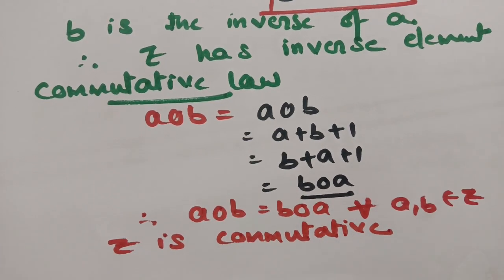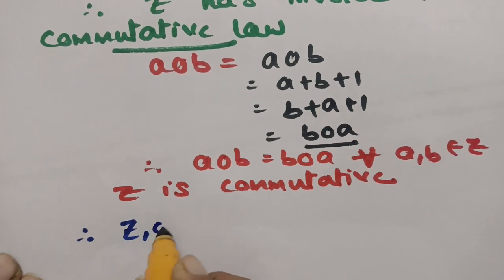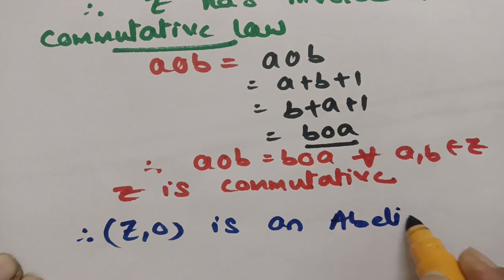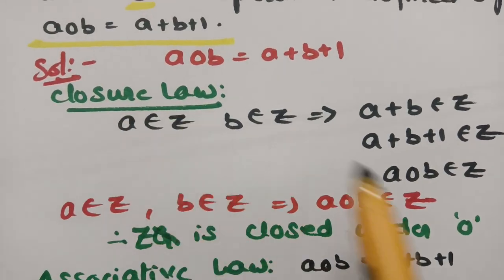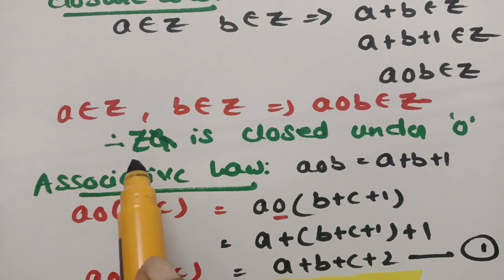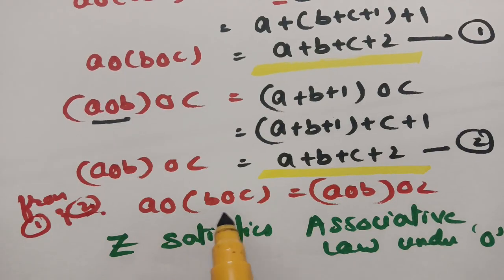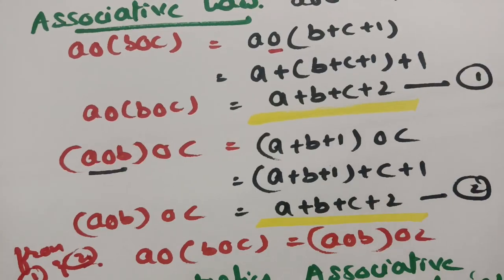After satisfying all the properties, we clearly say that Z comma circle is an abelian group. Let me explain once again. First thing is the closure property. I have shown A belongs to Z, B belongs to Z implies A circle B belongs to Z. Therefore, Z is closed under circle. For the associative law, I have shown that A circle (B circle C) is equal to (A circle B) circle C, and Z satisfies the associative law.